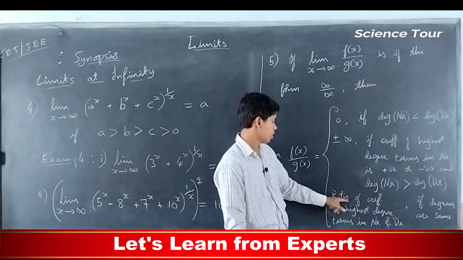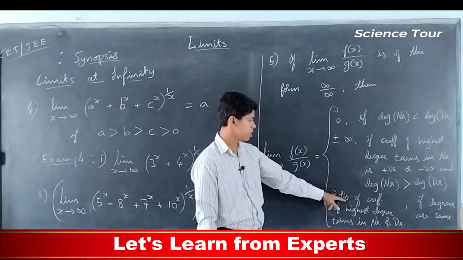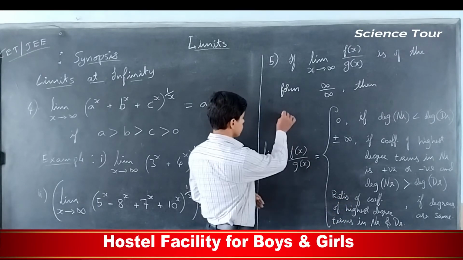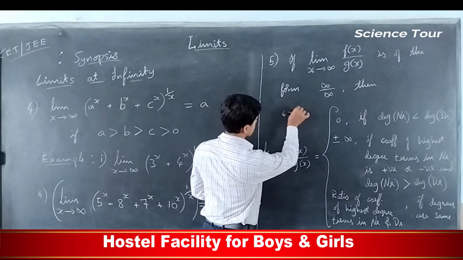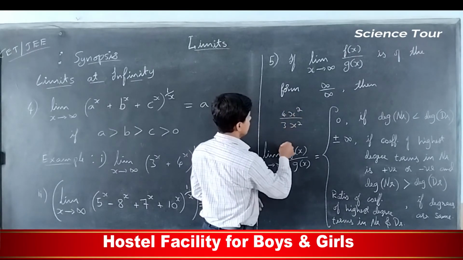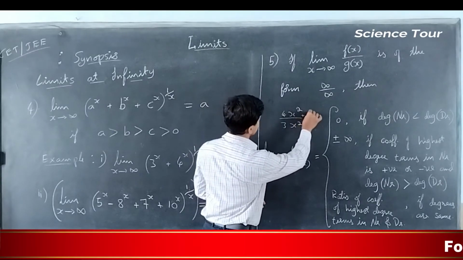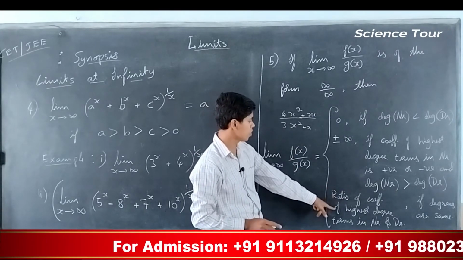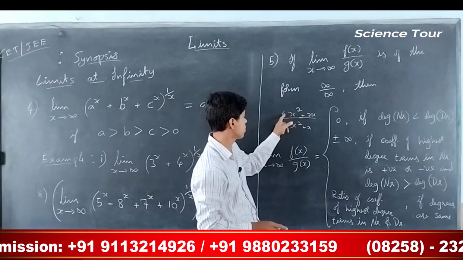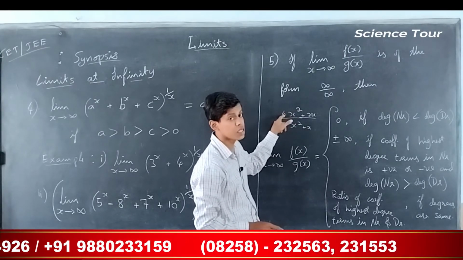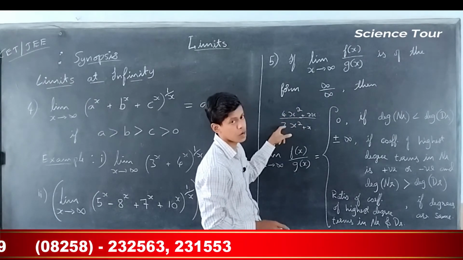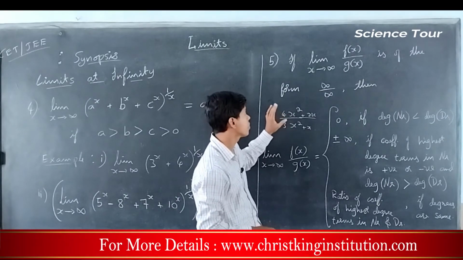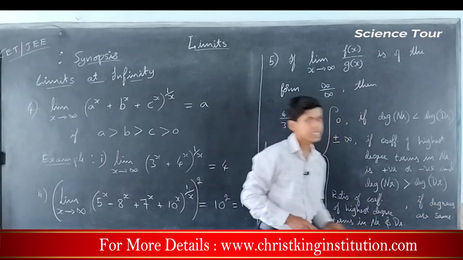Now the answer of this limit will be the ratio of the coefficients of the highest degree terms in the numerator and denominator. Here you have 4x square, here you have 3x square, both are x square, plus x and 2x and so on. Then the answer will be the ratio of the coefficients of the highest degree terms. Here in 4x square the coefficient is 4, and in 3x square the coefficient is 3. So what is the ratio? 4 by 3. Therefore the answer will be 4 by 3 if the degrees are the same.